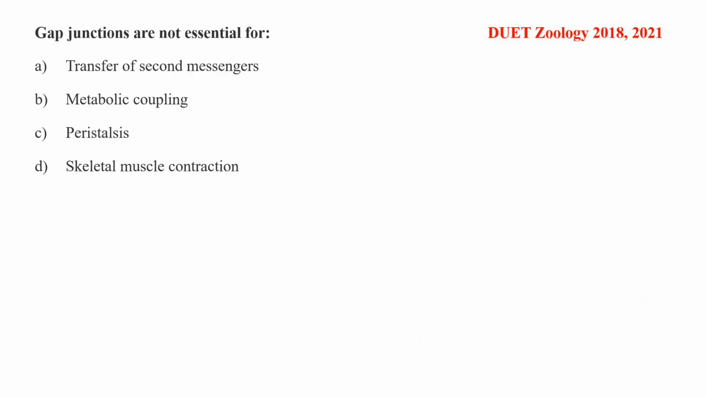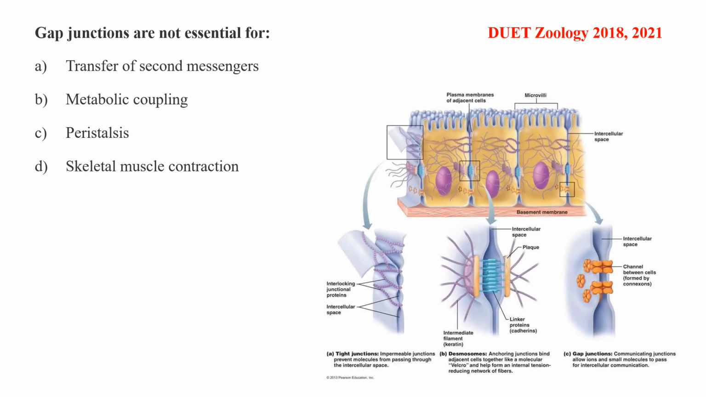Gap junctions are not essential for transfer of secondary messengers, metabolic coupling, peristalsis, or skeletal muscle contractions. Gap junctions are basically found in almost all tissues except fully developed skeletal muscle cells or mobile cells like sperms or RBC. So here the gap junction will not be essential for skeletal muscle contraction, or option D.